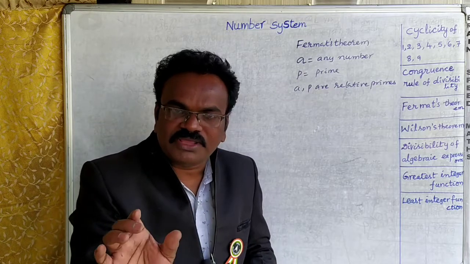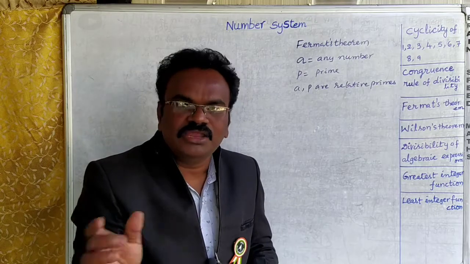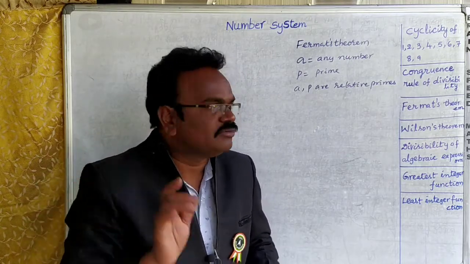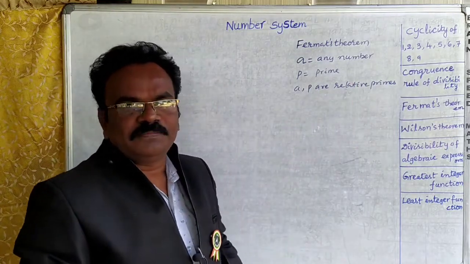Like 2, 5: HCF is 1, so relative primes. 3, 5: HCF is 1, relative primes. 4, 5: HCF is 1, relative primes. Like that. So a, p are relative primes. This condition is very important.